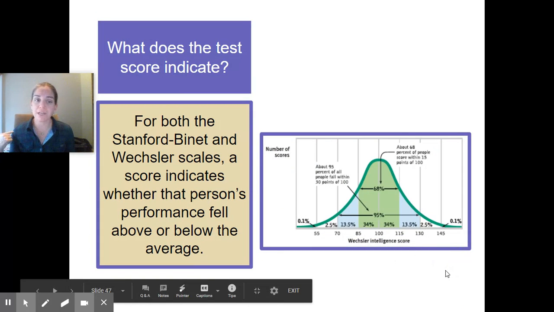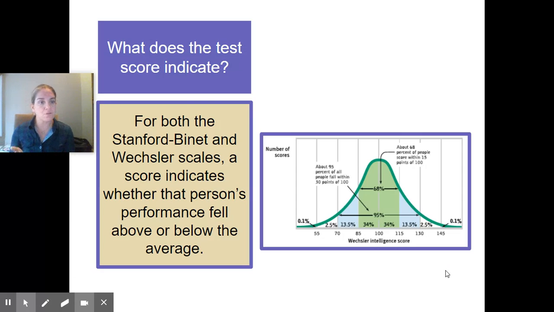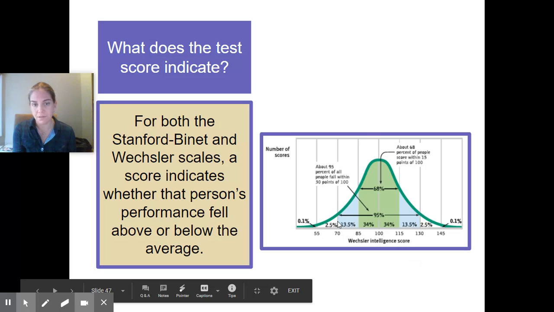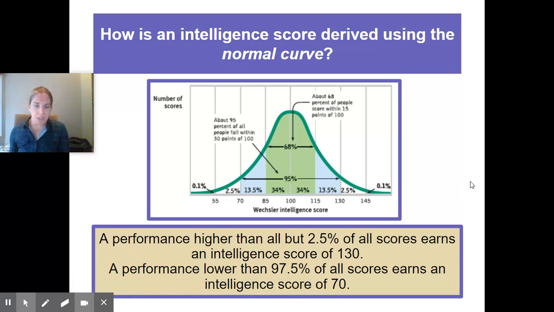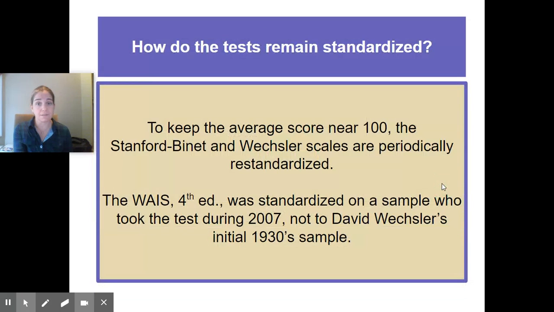Okay, so a score generally just indicates, are you average, above average, or below average in these Stanford Binet and Wechsler scales. Okay, when we talk about genius and severe intellectual disability, we're talking about people who are above 130 and below 70. Because typically speaking, we know that a performance higher than all but 2.5% of society is going to be 130, okay? And a performance lower than 97.5% is going to be 70. We're going to practice some problems with this just to revisit it.